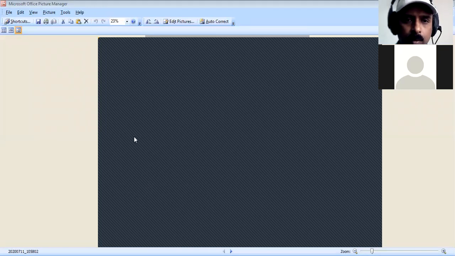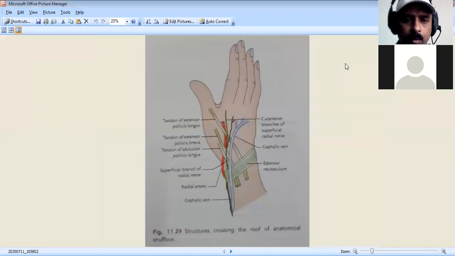Then we also have other short notes, like the cephalic and basilic veins. Almost all of these you should know. You can also remember about the deltoid muscle. Since it is a muscle, you have to remember its origin and insertion.